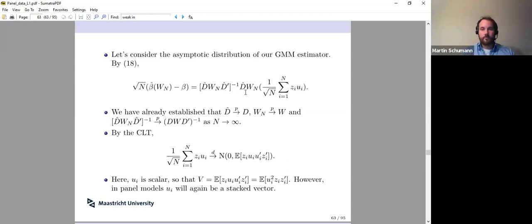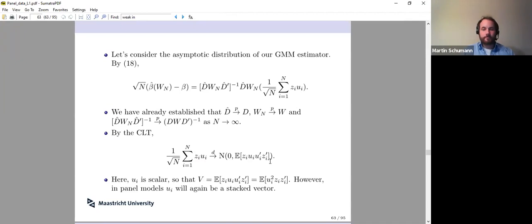And now, considering the last part, we can apply a central limit theorem, and we will see that this will converge to a normal distribution with mean 0, right? Because those instruments are valid instruments, and therefore the expectation of zi times ui is 0. And it will have this asymptotic variance, simply the expectation of zi ui times zi ui in brackets transpose. This gives you this thing here.